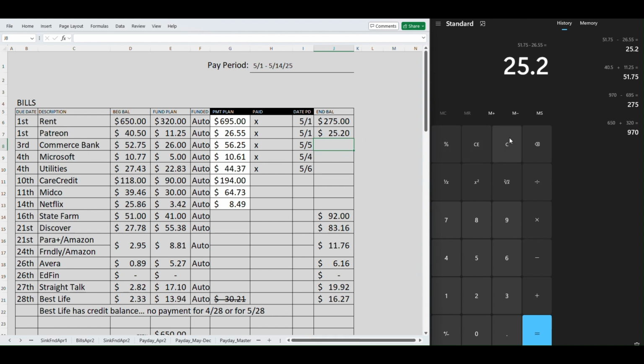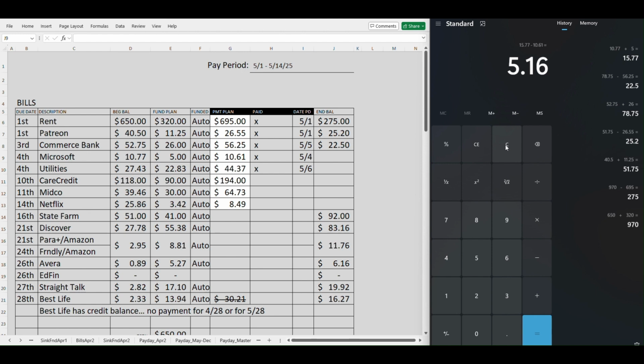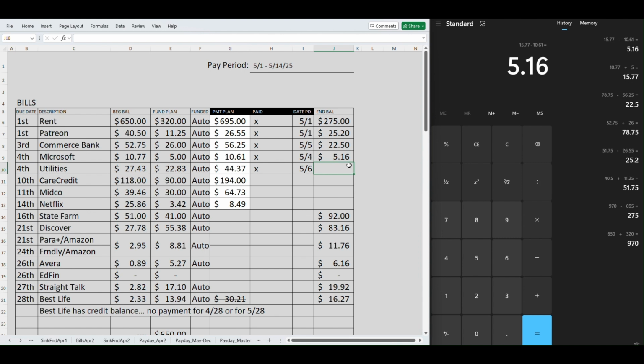Commerce Bank started out with $52.75 in that envelope, and added 26. I took out $56.25. Total now is $22.50. And then the Microsoft one started out with $10.77. I added $5. I took out $10.61. So the new balance is $5.16. And then there's my utilities. Started out with $27.43. Funded $22.83 automatically. Then the payment was $44.37, which gives me a balance now of $5.89 in that envelope.